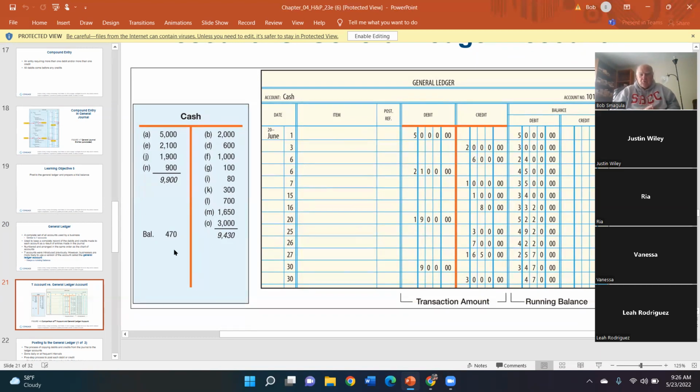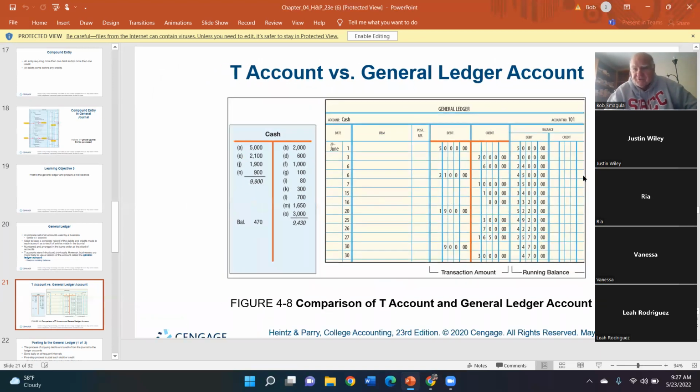Cash has a normal debit balance, which means that if you ever run into a credit balance here, you have some investigating to do. You either haven't entered all the information in, or you're missing something, or God forbid, somebody stole something. Most likely it's a mistake posting, something like that. We will not assume the worst.